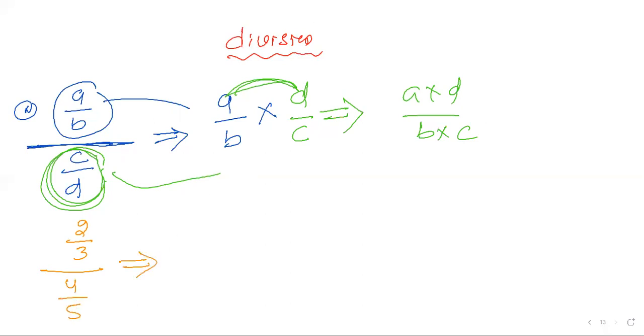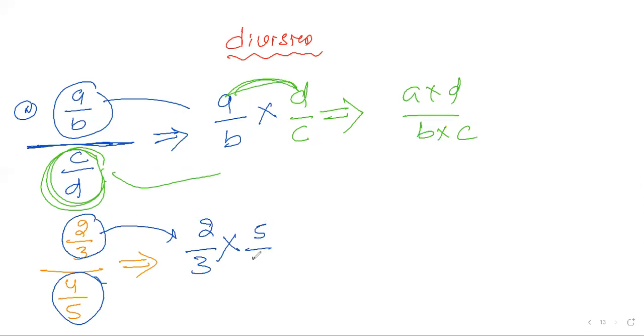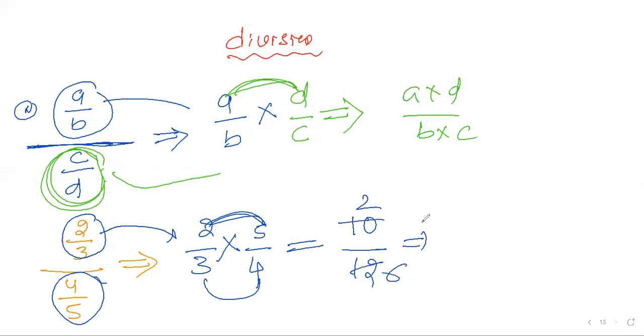What I told you the procedure: numerator as it is, 2 by 3. Denominator, we have to write ulta, reverse: 5 by 4. Then 2 fives are 10, 3 fours are 12. So 10 by 12, which cancels to the answer 5 by 6. Yeah, 5 by 6. Now it is clear.